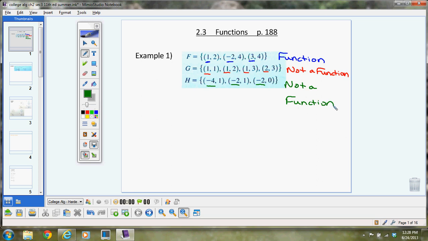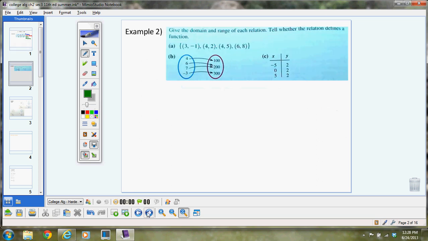Now example 2 is similar, but on example 2 they ask us to list the domain and the range and then see if it's a function. So if you don't know this, domain is your x and range is your y's. Okay, so let's look at part A.